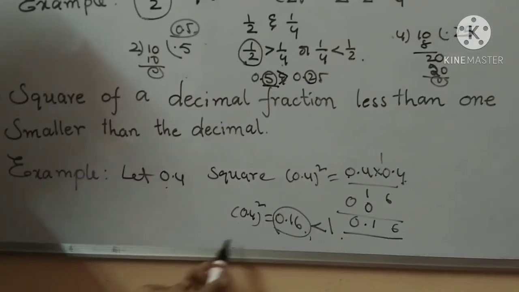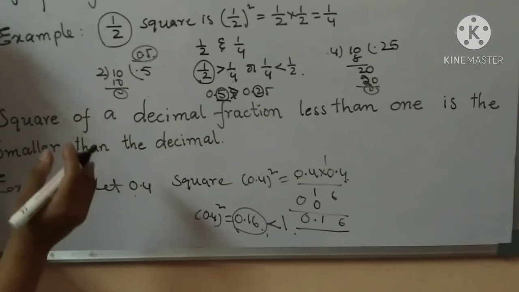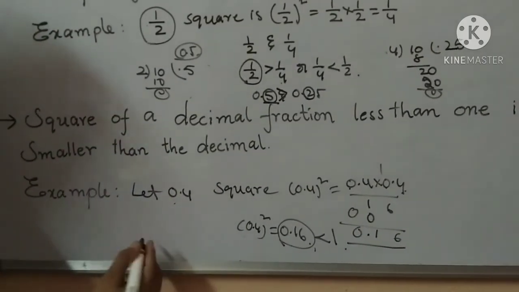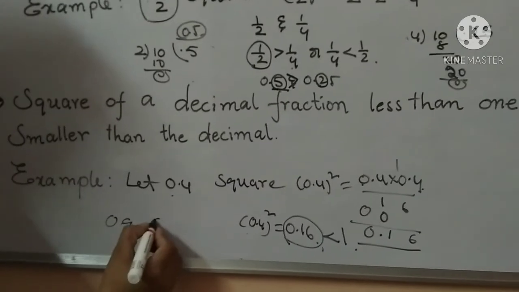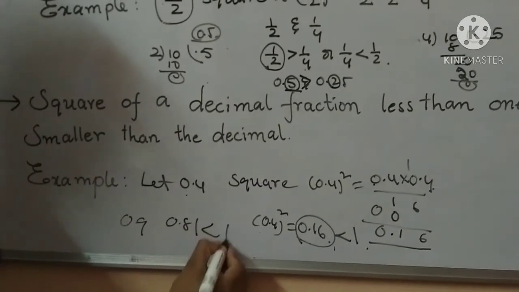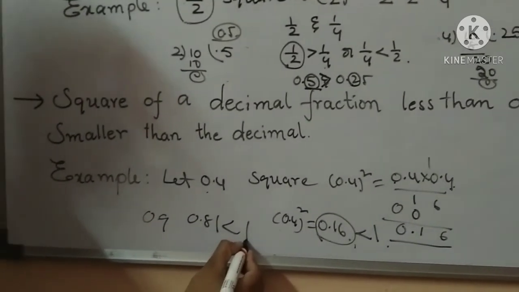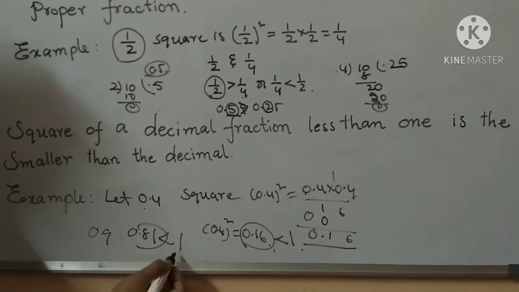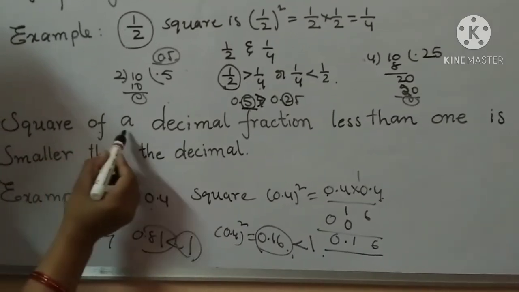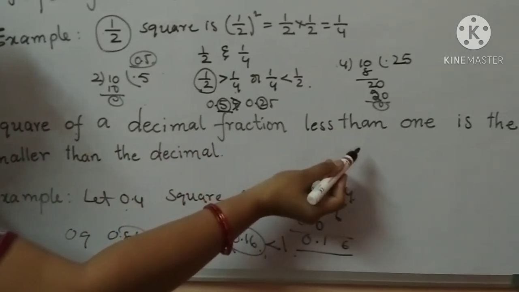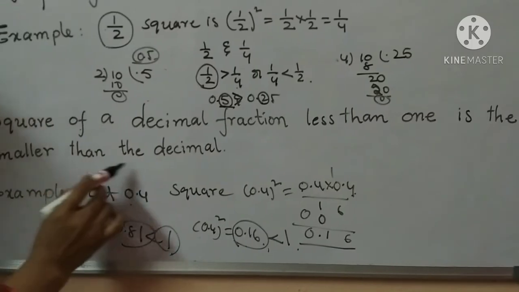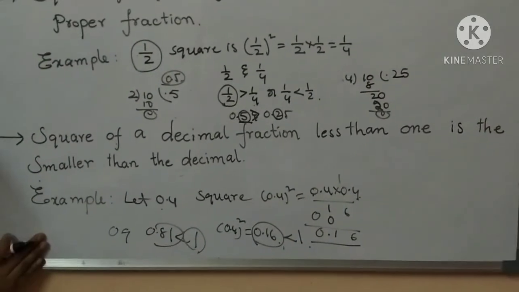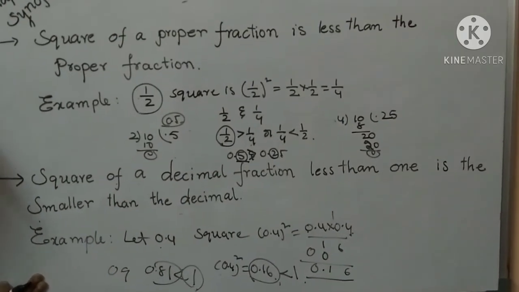The square of a decimal fraction less than 1: you take any decimal number, and you will get a value less than 1. For example, 0.9 squared is 0.81, which is less than 1. Yes or no? Yes, less than 1. The square of a decimal fraction less than 1 is smaller than the decimal. Okay, up to here the properties of square numbers are completed.